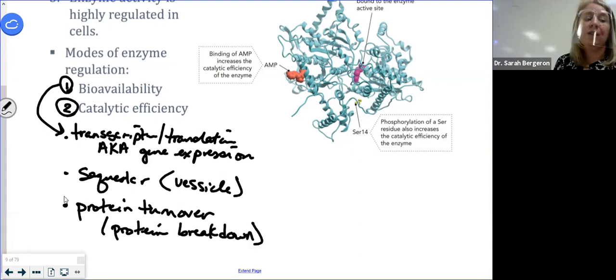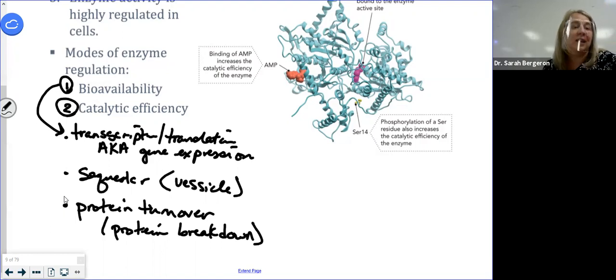right? All those things control bioavailability. And that's completely separate from catalytic efficiency, right? Because if you break the enzyme down very, very quickly, even if you have a high catalytic efficiency, your enzyme's not going to be functional, right? Because you've broken it down, it's not there anymore. So you have to keep these two things separate in your mind, right?